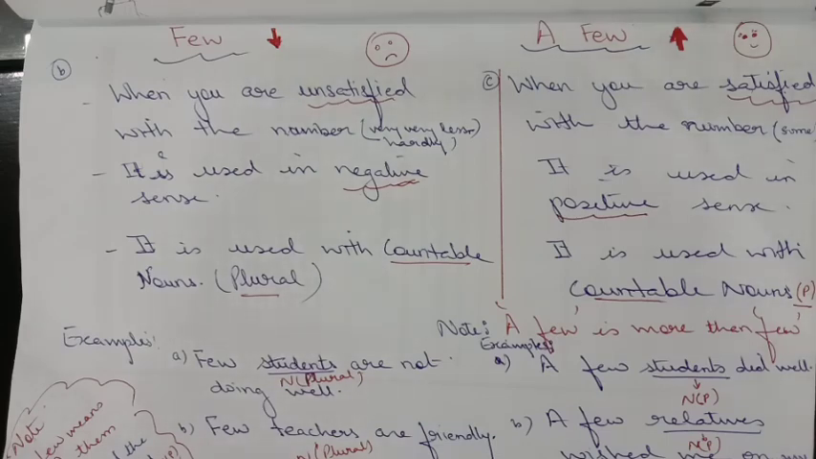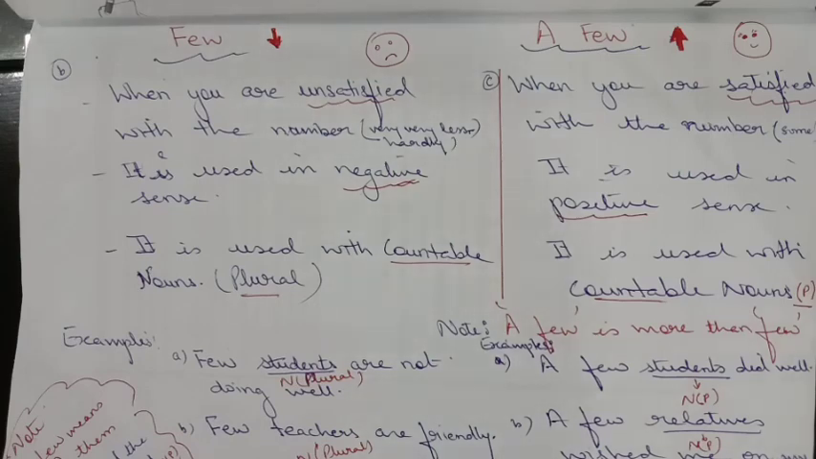When you hardly have anything, you will say few. When you are not satisfied with the number. But when you are satisfied with the number, you have some, so you will use a few. Few is used in negative sense, whereas a few is used with a positive sense. Okay?